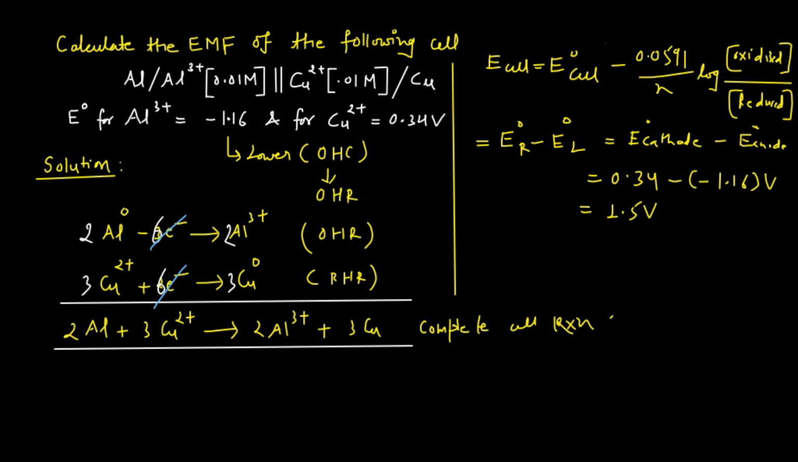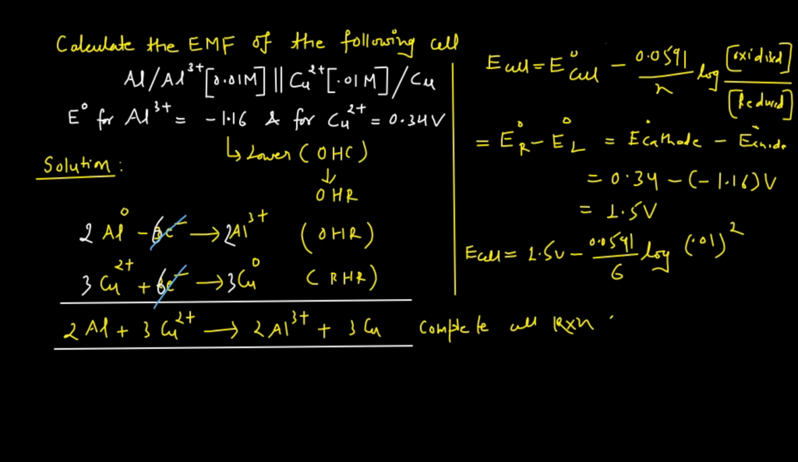So now we can solve it further. So this is basically your E cell equals 1.5 volt minus 0.0591 over 6, because 6 electrons were involved in the balanced equation. And then you will write the log concentration of your oxidized form. Oxidized form is basically the aluminum ion, because the aluminum undergoes oxidation. Okay, and the concentration of the aluminum is 0.01, and you need to raise this to the power 2.